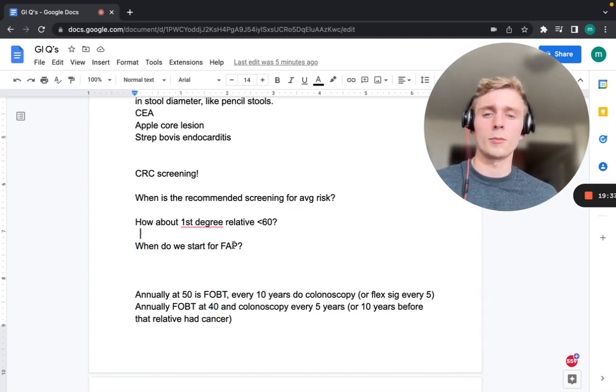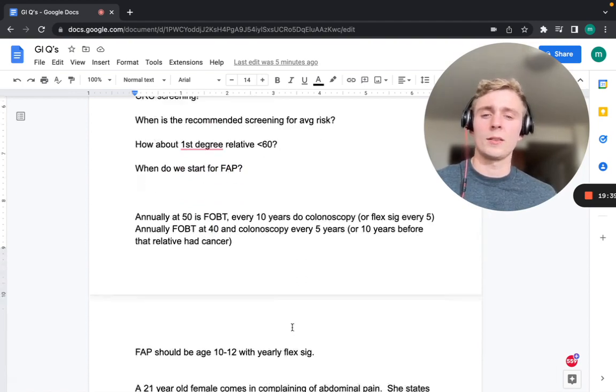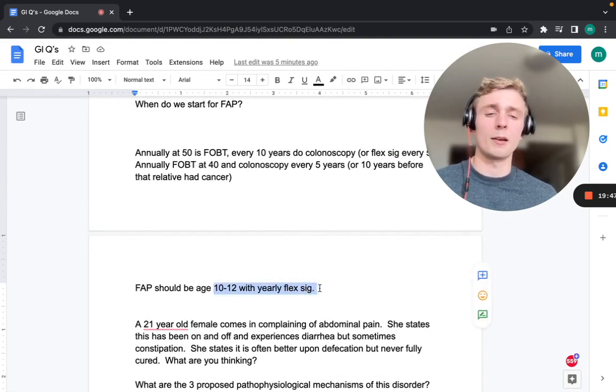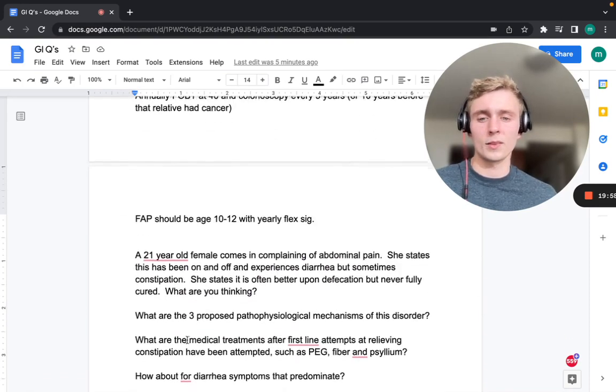And when do we start for familial adenomatous polyposis? We want to start at 10 to 12 years old with a yearly flex sig. And we already said that by 45 years old, they're going to definitely have colorectal cancer, so they need to do a prophylactic colectomy, often when the patient is of age to consent to this surgery.